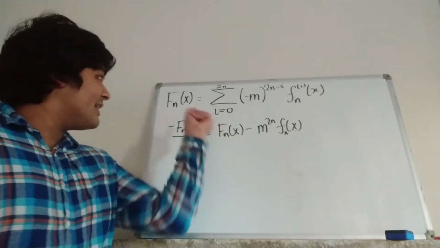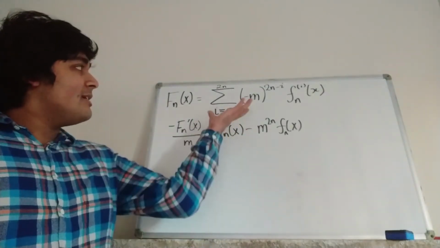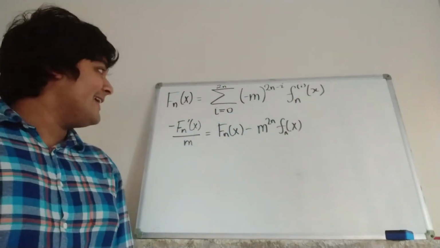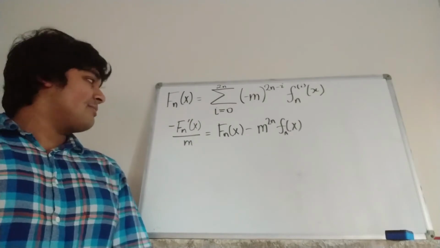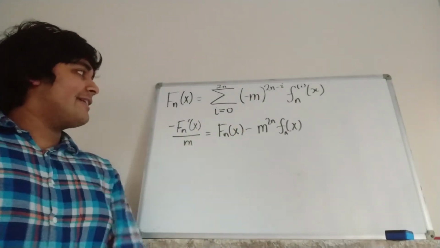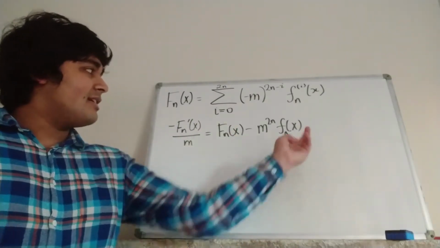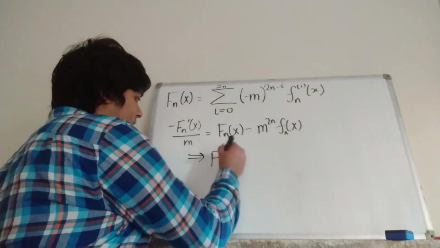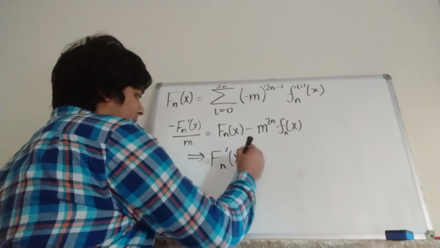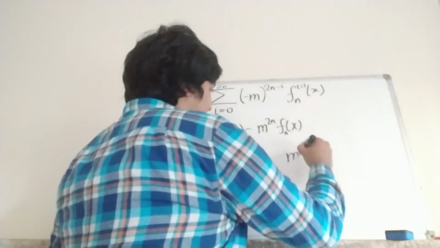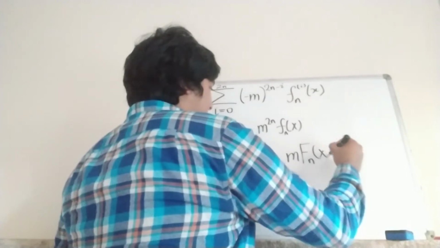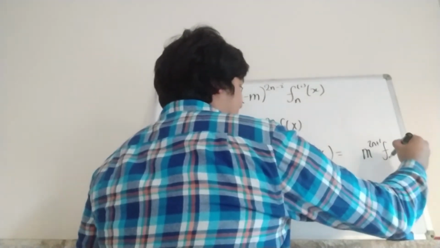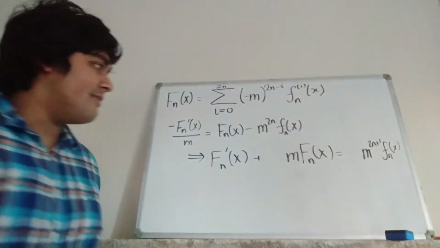Okay, so on the last whiteboard I introduced this function capital F_n of x, being this sort of linear combination of the derivatives of little f_n of x. And we showed that minus F_n prime of x over m equals F_n of x minus m to the 2n times little f_n of x. Now just rearranging this, we get F_n prime of x plus m F_n of x is equal to m to the 2n plus 1 little f_n of x, or little f of nx.